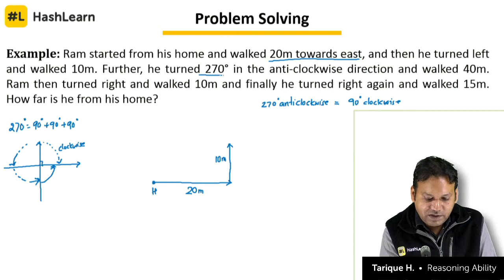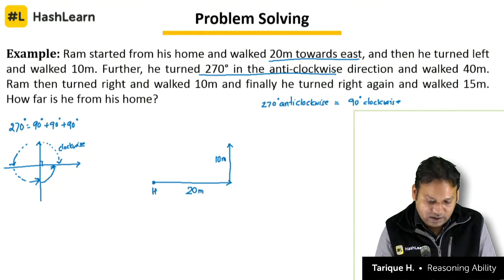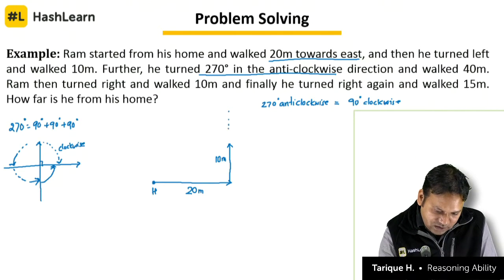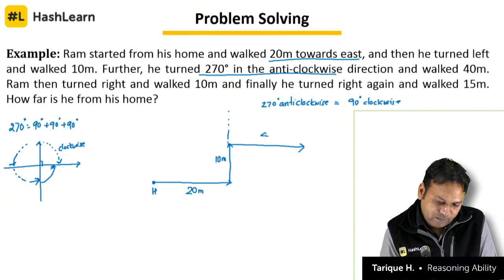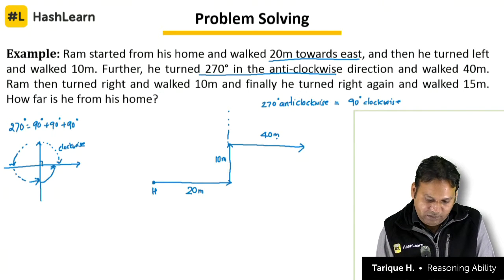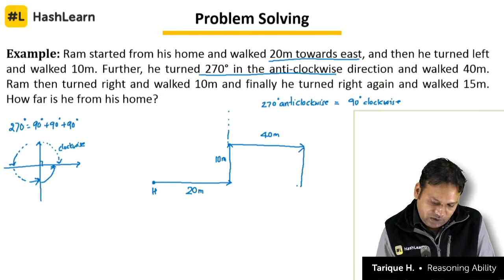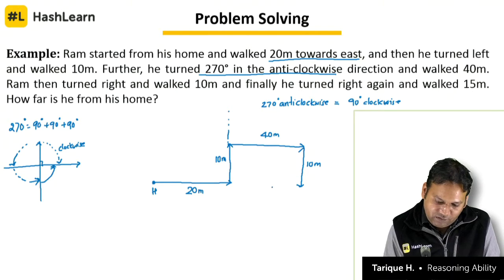So he turned 270 degrees anti-clockwise. Basically, we are saying that he turned 90 degrees clockwise. So if he is going straight, this is the direction he will go. 90 degrees clockwise and walked 40 meters. So he will go in this direction. Then he turned right and walked 10 meters. So this is 10 meters. Finally, he turned right again, and walks 15 meters. So this is 15 meters.